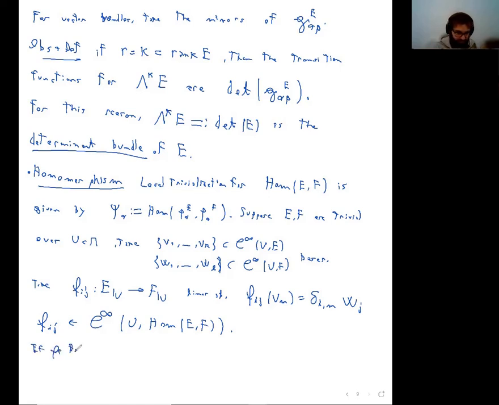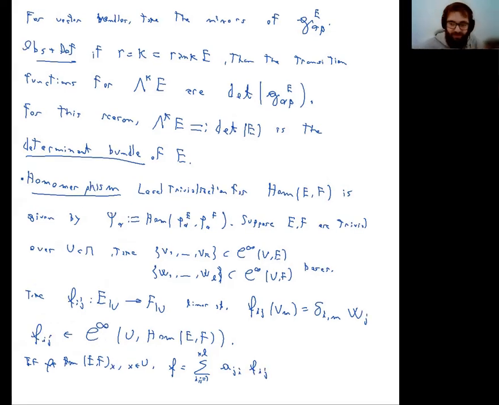So we know that this is a basis. If we have now an element over a fiber, so this is a homomorphism F over X, some X in U, then you can write this F as a linear combination, where i goes from 1 to K and j goes from 1 to L, of A_ji, and you will see why we write ji instead of ij, of F_ij.